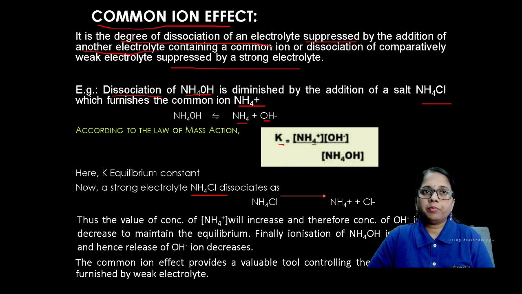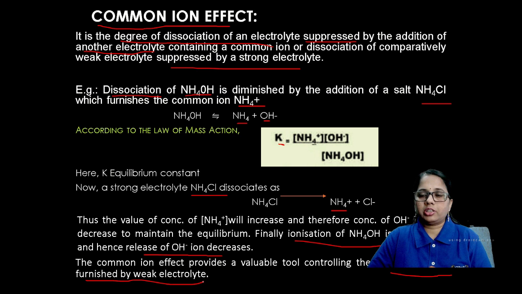So what happened here? The concentration of NH4 plus ions will increase, and therefore the concentration of the OH minus ions will decrease, because the ammonium ions are increased by the addition of ammonium chloride. Thereby the OH minus ions will decrease to maintain the equilibrium. Finally, the ionization of NH4OH is suppressed, and hence the release of OH minus ions decreases. So the common ion effect provides a valuable tool for controlling the concentration of an ion furnished by the weak electrolyte. Okay, so in case of weak acids or weak bases we are going to use it.